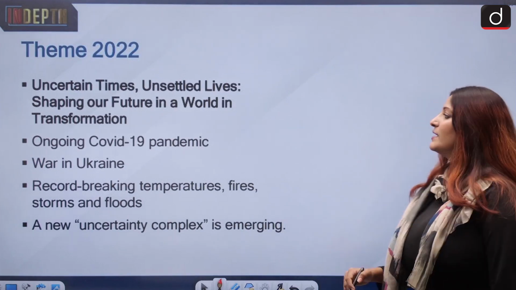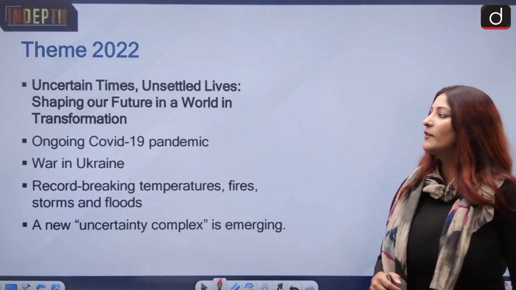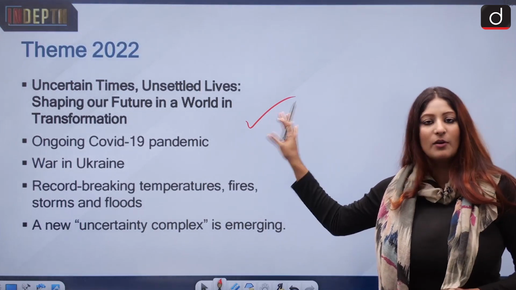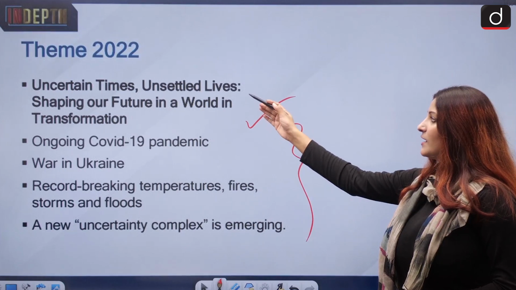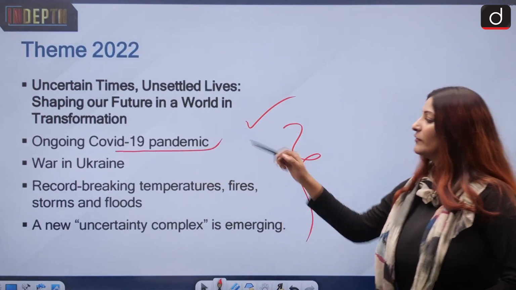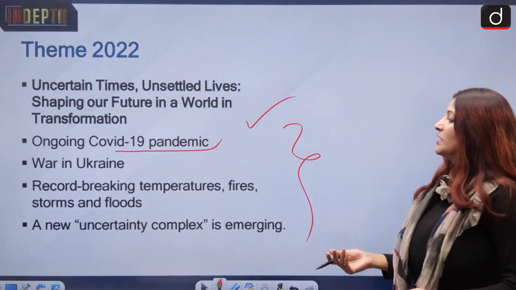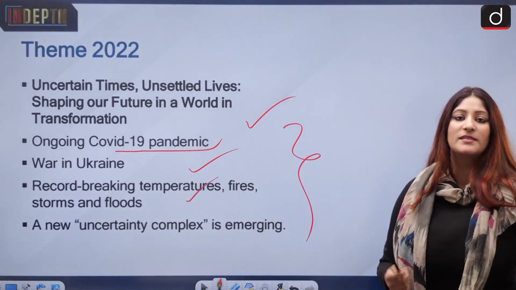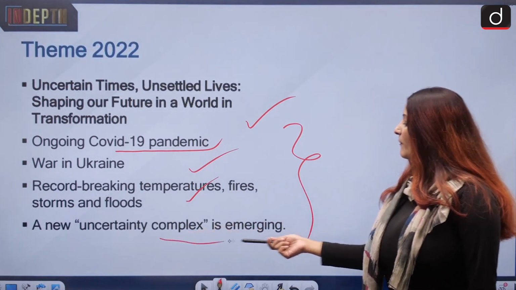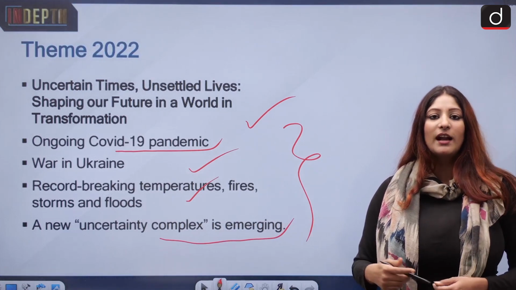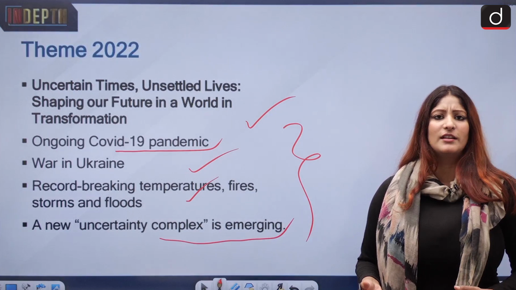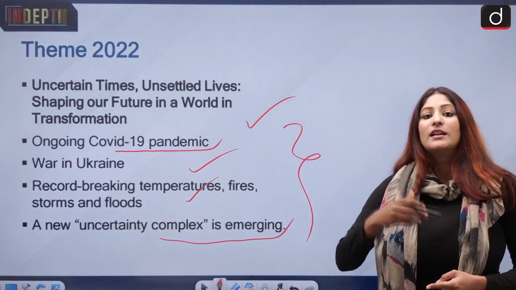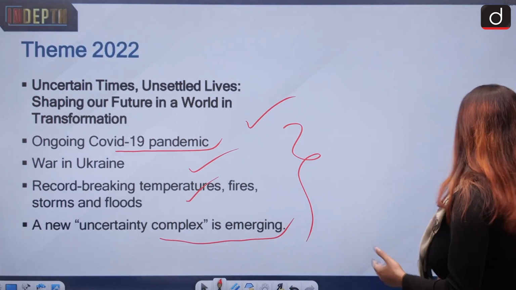The theme for 2022 is Uncertain Times, Unsettled Lives: Shaping Our Future in a World in Transformation. The mugging up part is not over here, because I will tell you why: uncertain times, unsettled lives. Uncertain times because of the uncertainty of the COVID-19 pandemic, which is throwing up variants every now and then. War in Ukraine has unsettled the people. Record-breaking temperatures are being recorded, with fires, storms and floods. Apart from that, a new uncertainty complex is emerging. Uncertainty is not something that does not happen, and the world is full of uncertainties, but a new complex has evolved, from climate premises to health challenges, and now the volatility in the world. Now we have China and Taiwan also.